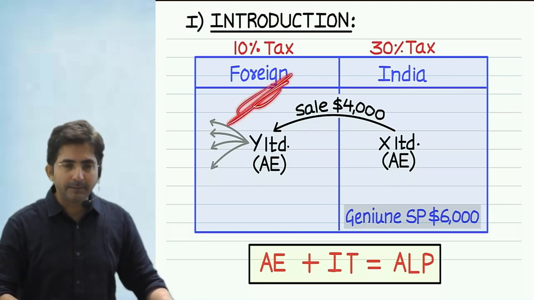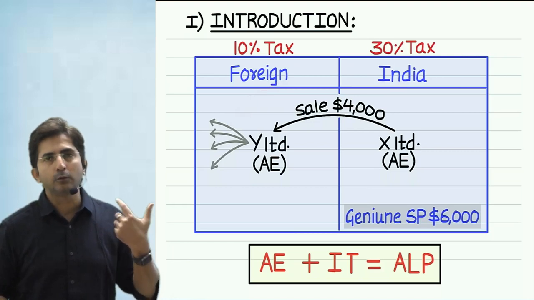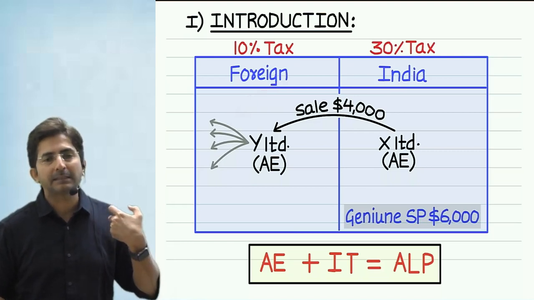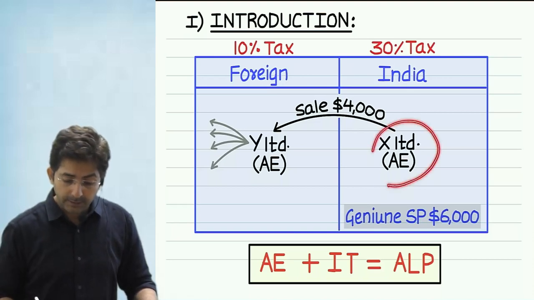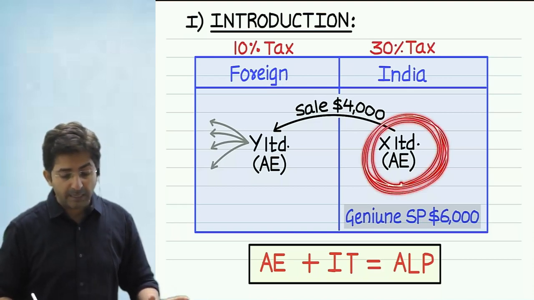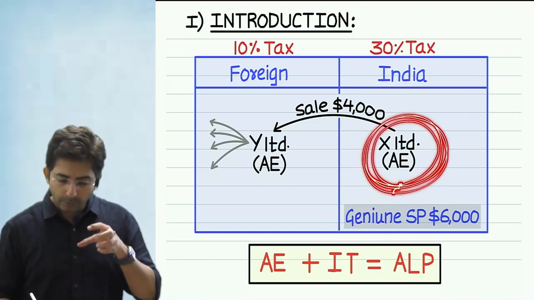Because Y Limited is anyway a company in a foreign country. They are selling goods in a foreign country. They are paying tax in a foreign country. So we are least interested. We are mainly interested in X Limited. How can X Limited hurt the sentiments of the Indian government? So we have to control X Limited.